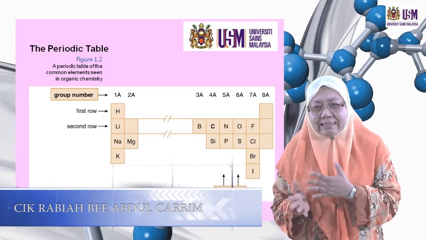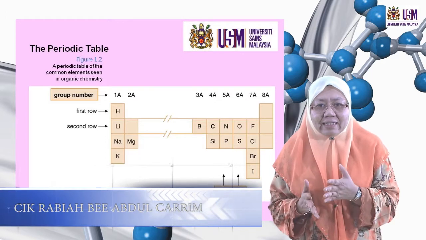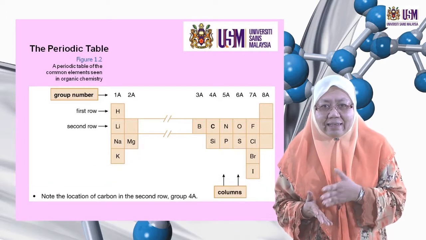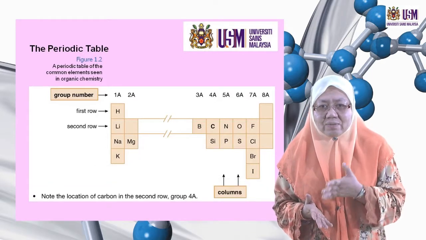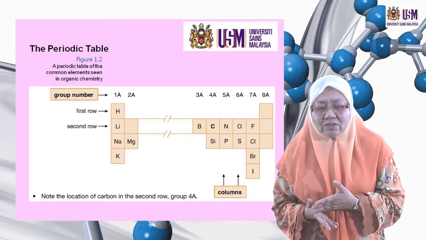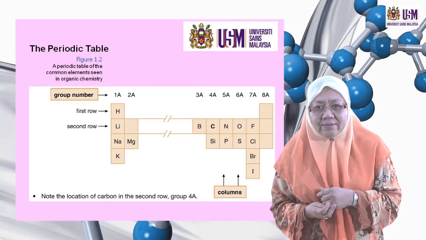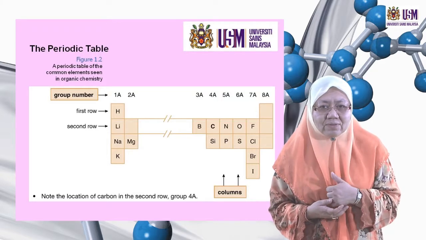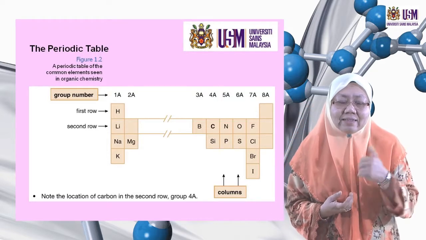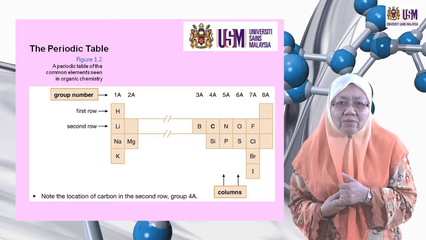Then we can see the columns, group 3A, 4A, 5A, 6A, 7A. 7A is all the halides, and 6A consists of group 6, where you have oxygen, sulfur, and all the elements in that group. And group 5 is nitrogen, phosphorus, and so on. And carbon is located in group 4.